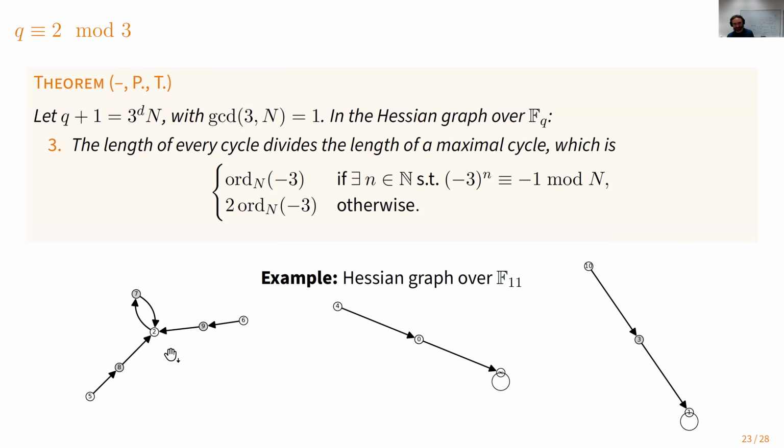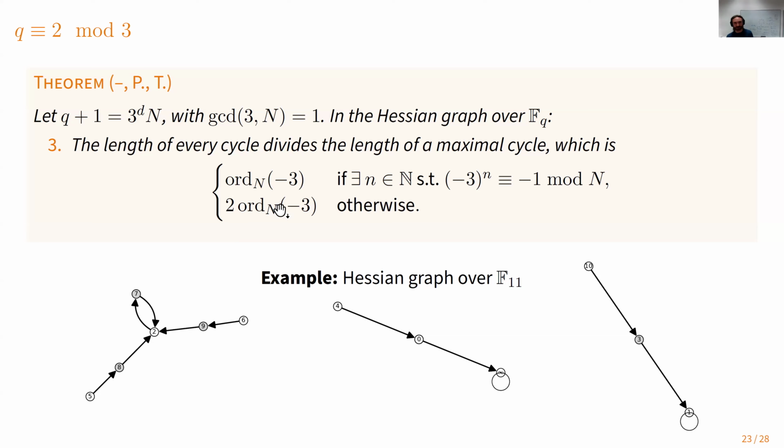And the order of the maximal cycles in the Hessian graph depends on the multiplicative order of -3 modulo big N, where big N is the largest coprime to 3 factor of Q plus 1. So in this example, I wrote it down somewhere because I will never be able to improvise this. You have that 11 plus 1 is 3 times 4. So you need to look at -3 mod 4, which is already 1. So this falls in the second case.